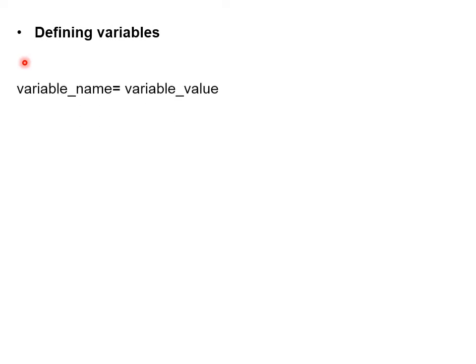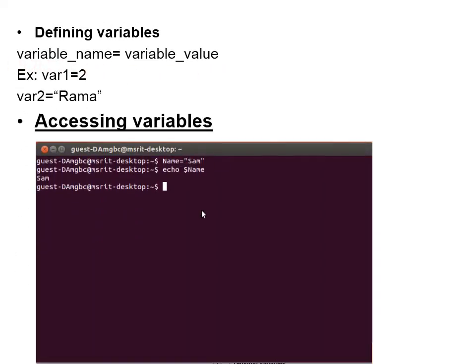How to define a variable? The syntax is this. We have taken two examples, var1=2 and var2=Rama. In the first example, a numerical value has been assigned to variable 1, and in the second example, a string value has been assigned to the variable.